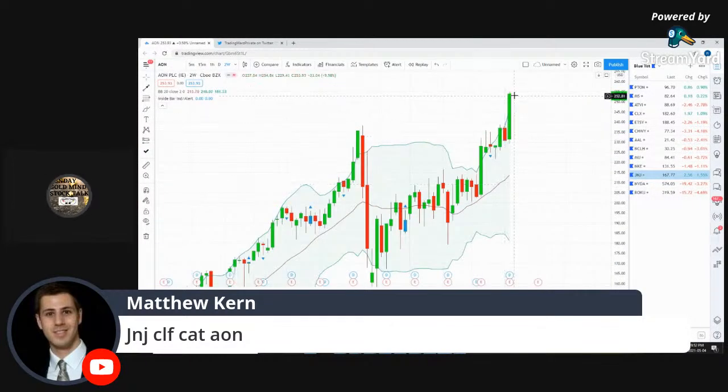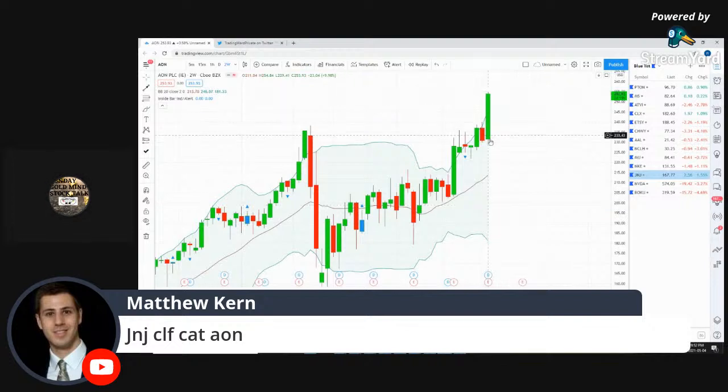AON looks good again, new all-time highs. Looks pretty solid. As long as this level can hold, 231.70, continue higher.